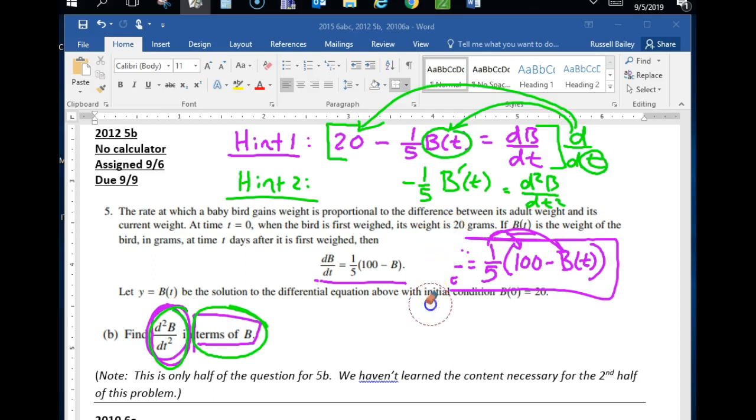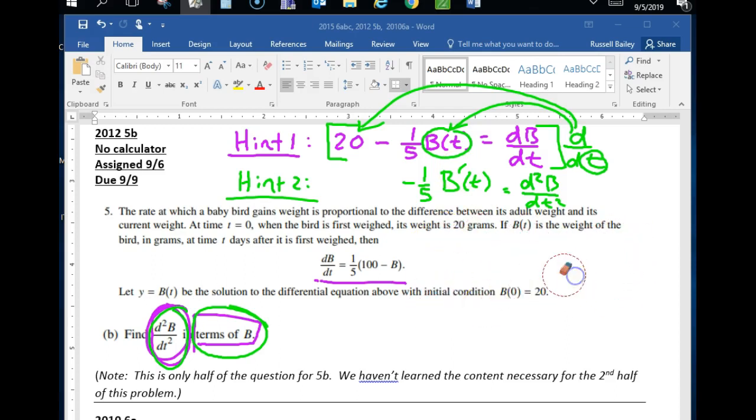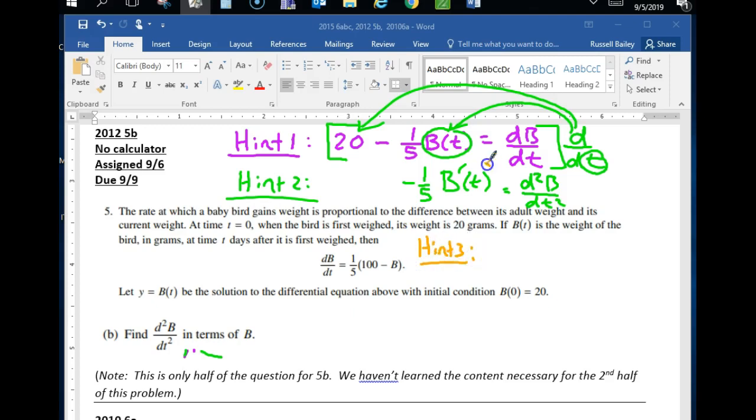So I'm going to give you a hint here. Here's your helpful hint number 3. Helpful hint number 3 is there's another way to write b prime of t, right? It's this. So instead of b prime of t, I'm just going to put db dt. We can replace that db dt with something that has a b in it. See if you can find what that is. What can we replace db dt with?